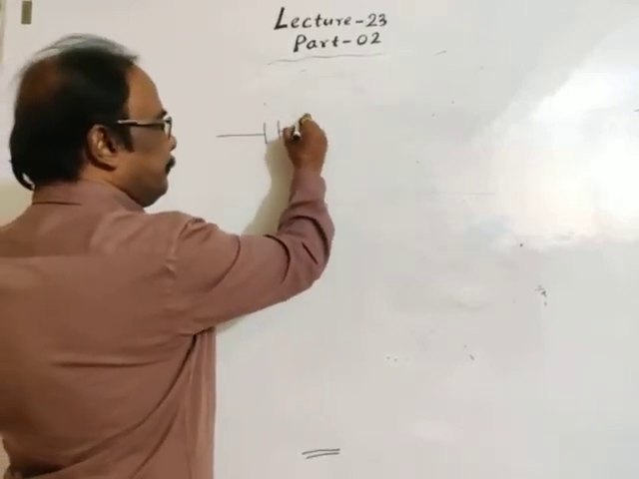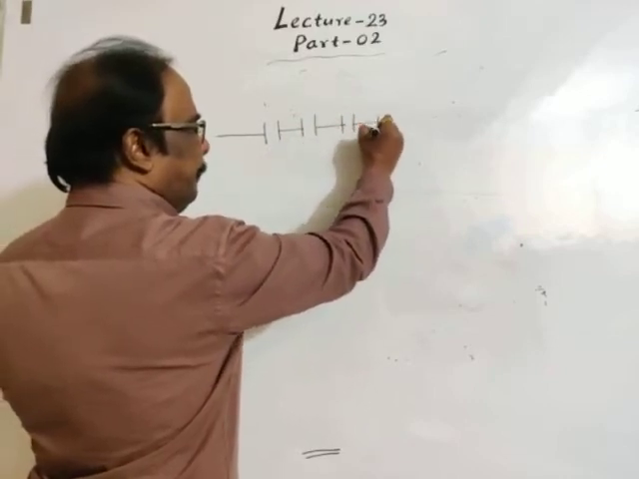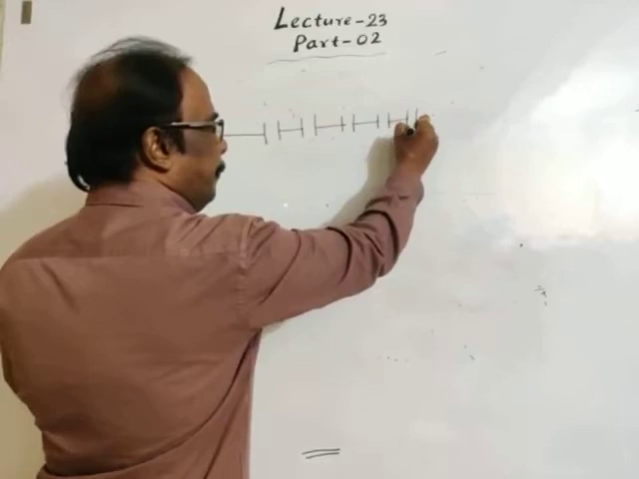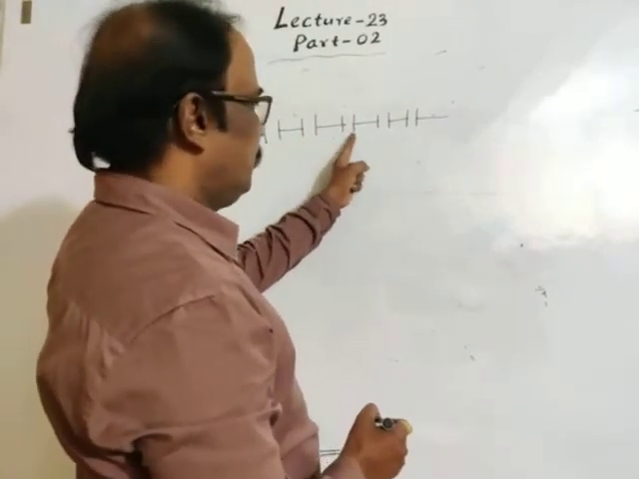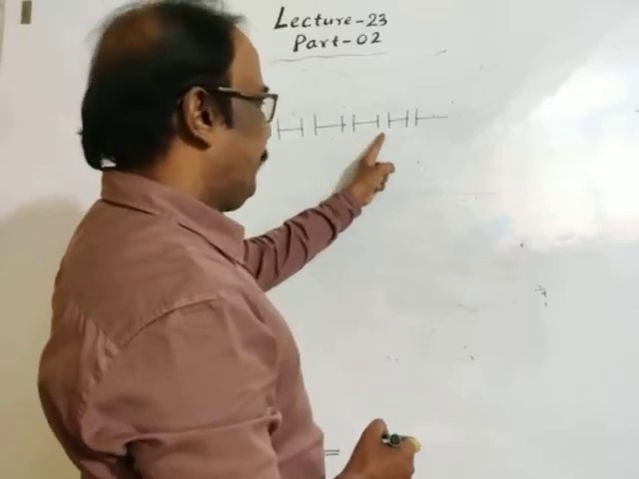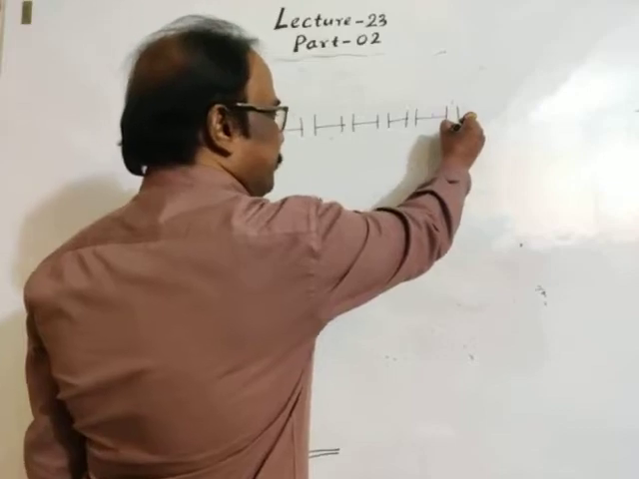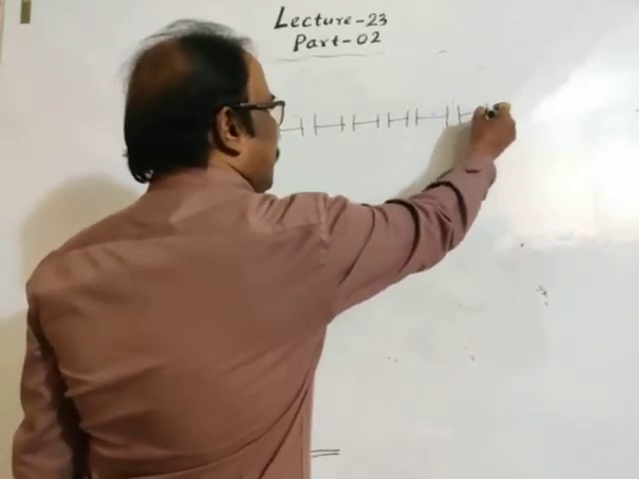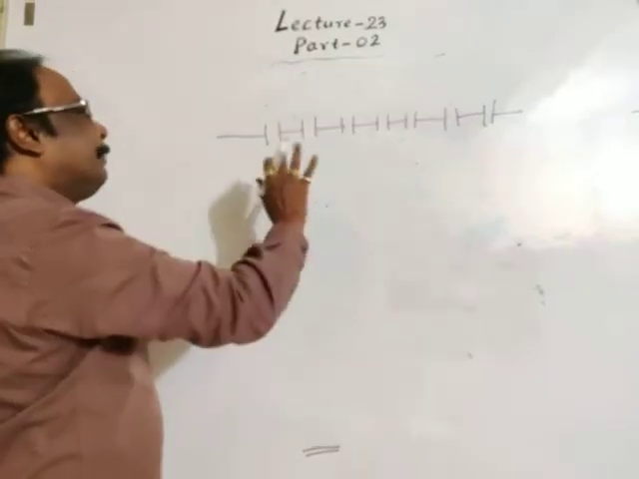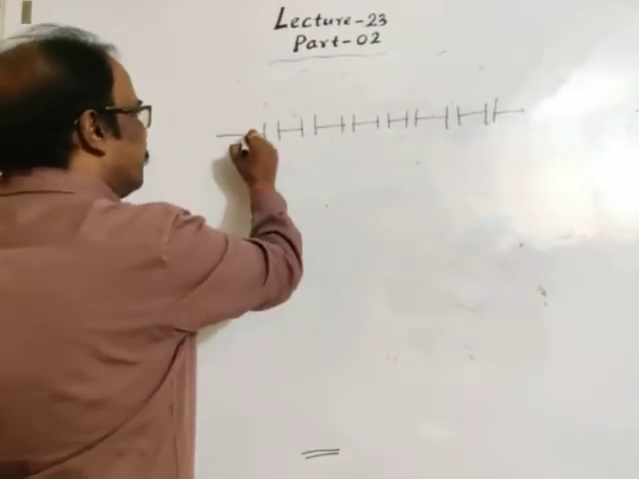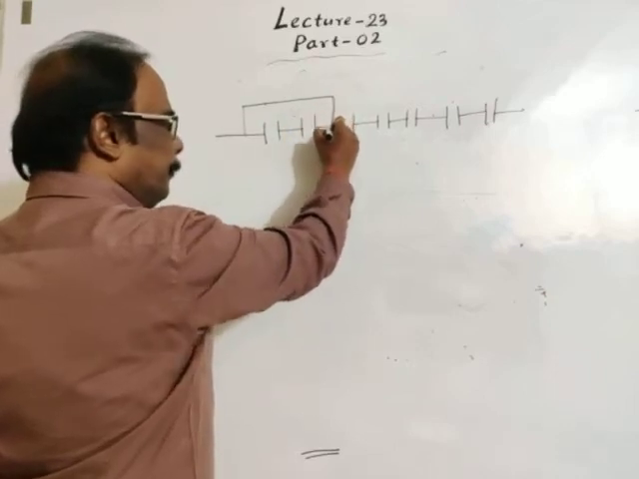See, take points 1, 2, 3, 4, 5, 6, 7. Whatever number you may take. Suppose I am connecting a wire like this, number 1.